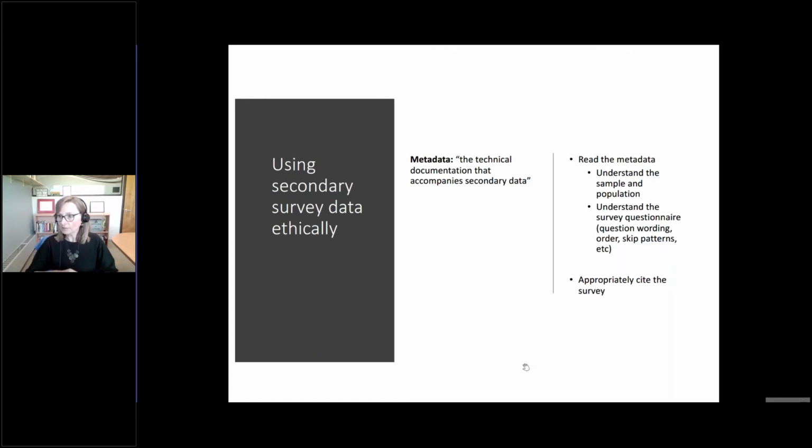You also want to understand the survey questionnaire, and a couple of things to be aware of there. You want to get the full question wording: what was the exact wording of the question, and what were the response options that the respondents were given to select from. You want to look at the order of the questions.